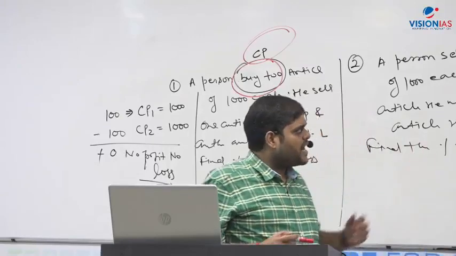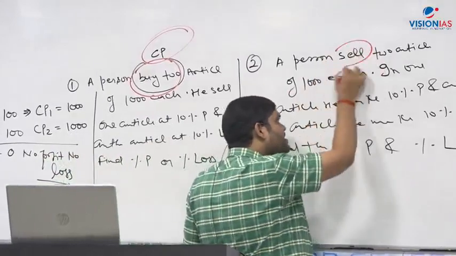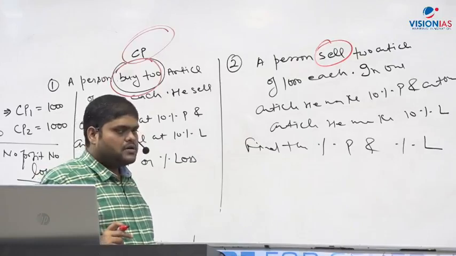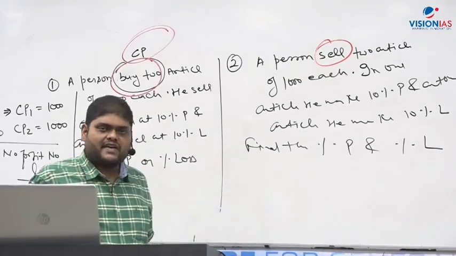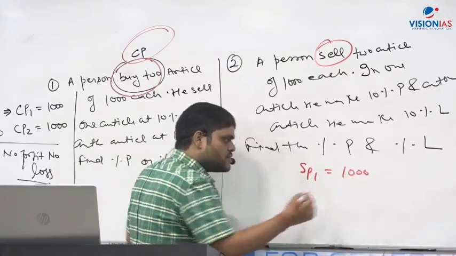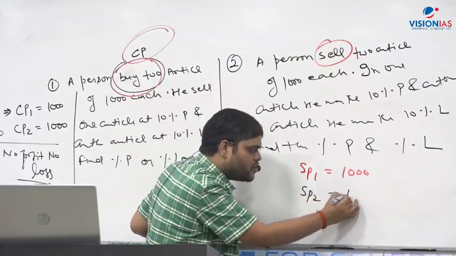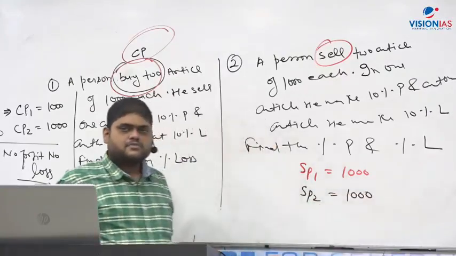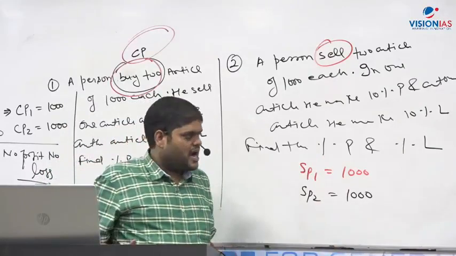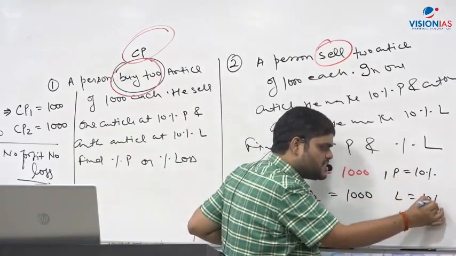Now come to the second part. In the second part, he is selling 2 articles of 1,000 each. That means here the cost price is not given. Here selling price 1 is 1,000, and selling price 2 is also 1,000. That means the cost price is not given, and here profit is given as 10% and loss is given as 10%.